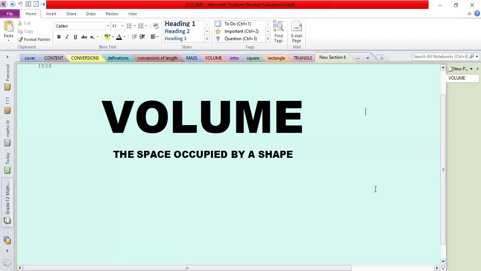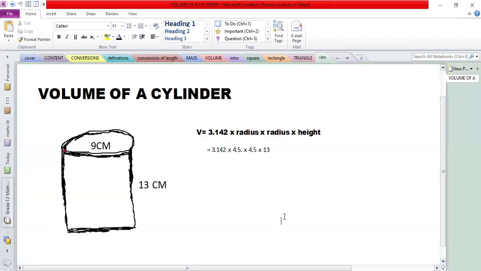Okay. Volume is the space occupied by a shape. I have not closed a chance for someone who has a question. If you have a question, you can just write your question here. We will check it and we will deal with it. You see, when you are holding something, let's say you're holding a box. A box has dimensions: it has height, it has length, it has breadth. So when we talk of volume, we talk about the capacity, the space that is inside that box. That's your volume.